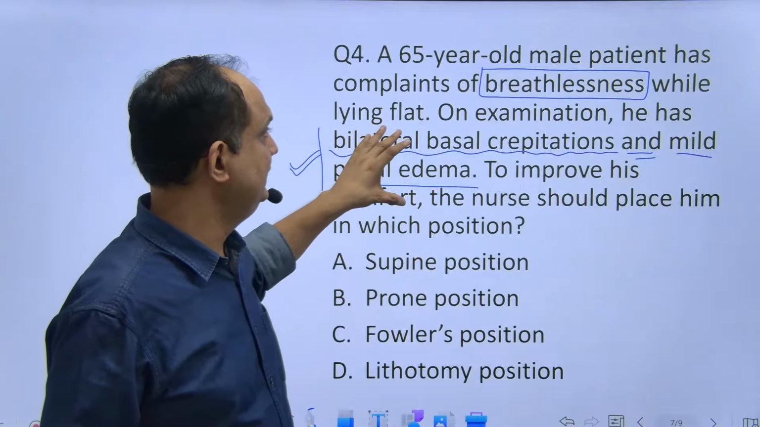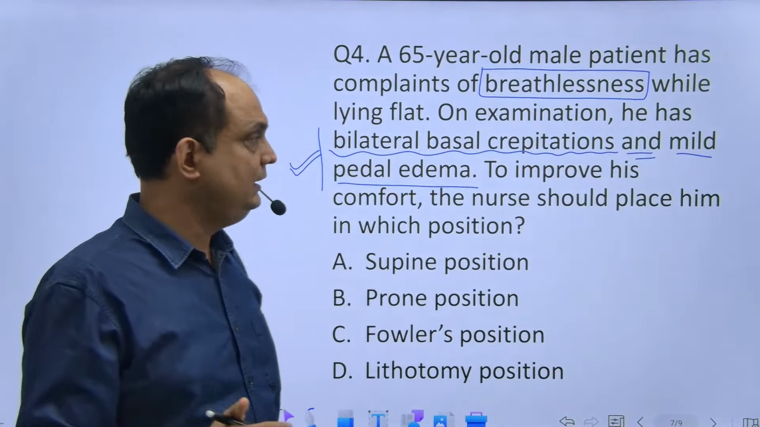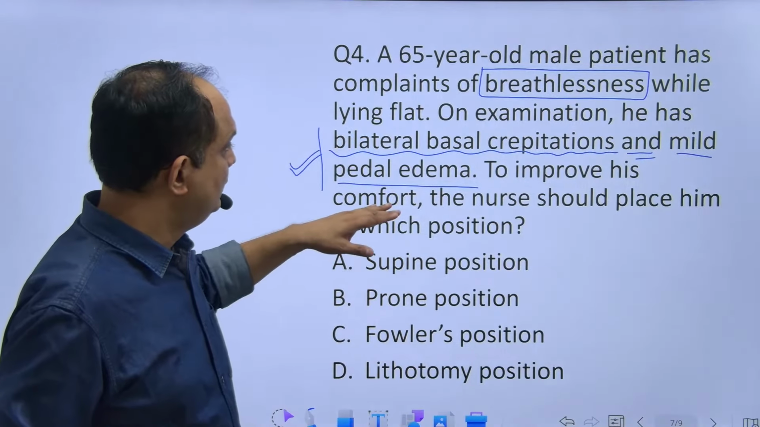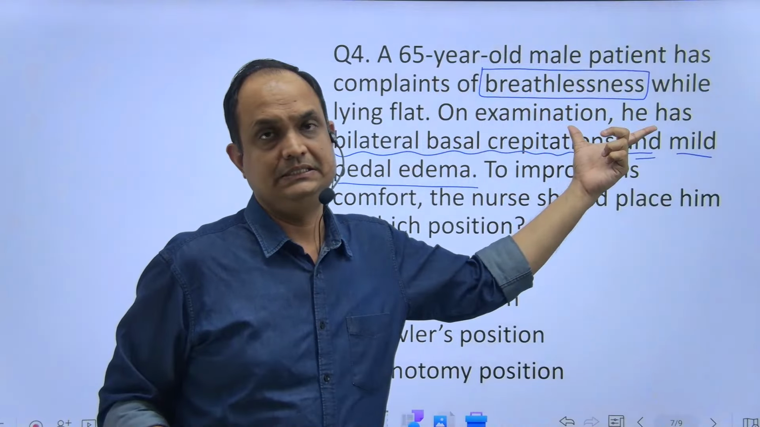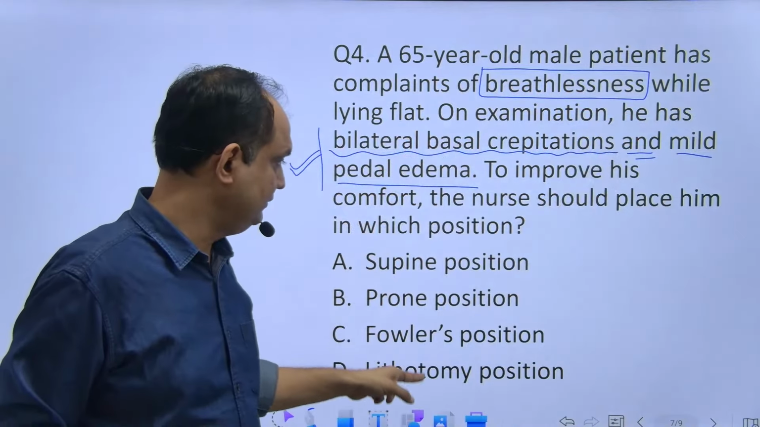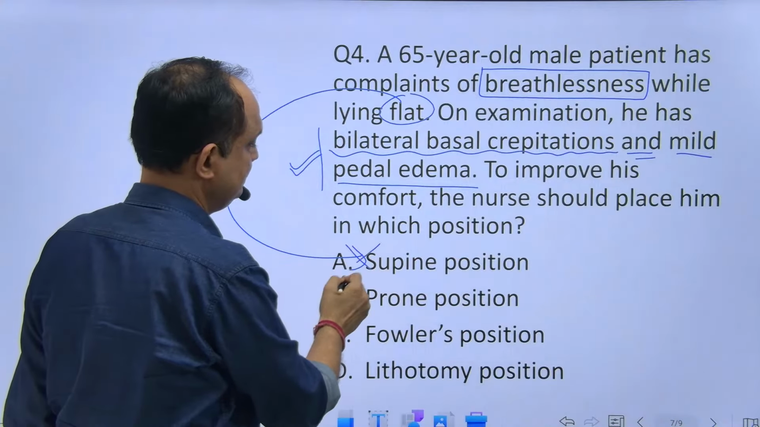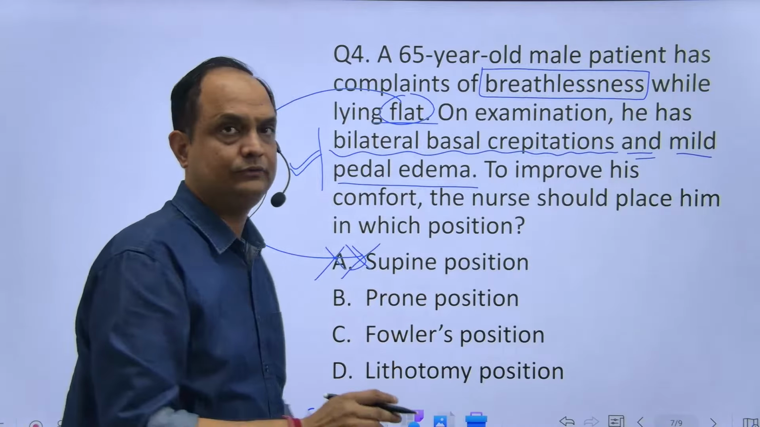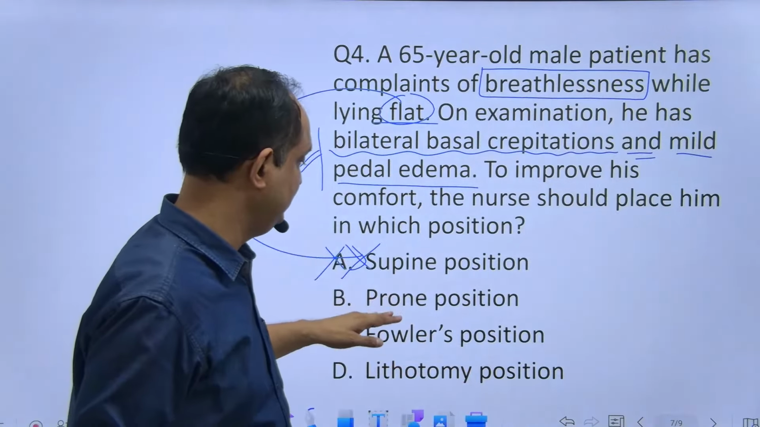But the important thing is that this breathlessness can be relieved for a while by placing the patient in one of these positions. The most important thing is that when the person is not able to lie down flat, which position should you give? Supine. Supine means flat itself. That means it is not the answer, because the patient is already flat or supine. Prone is not the answer, because when you give the prone position, you will have more compression on the chest. So that cannot be the answer.